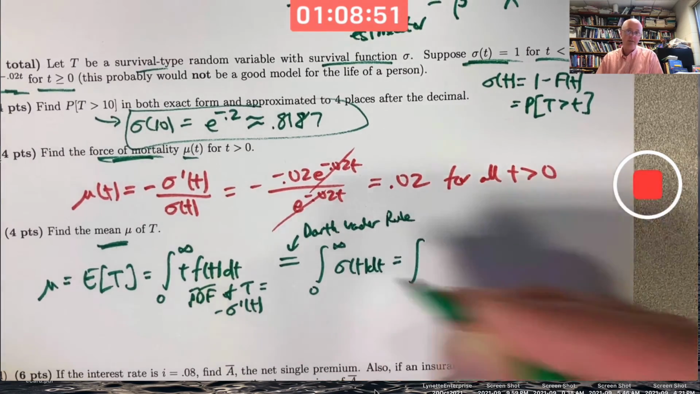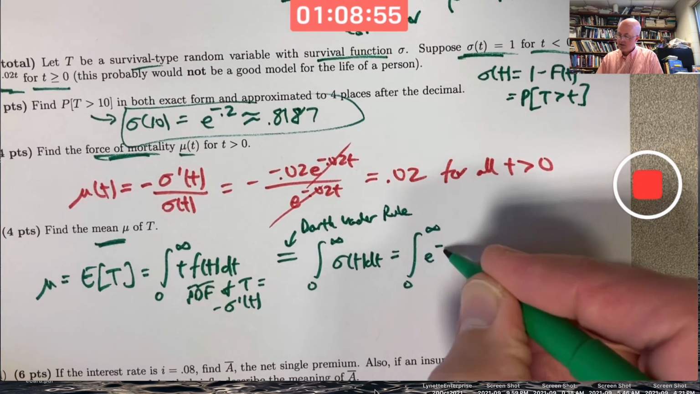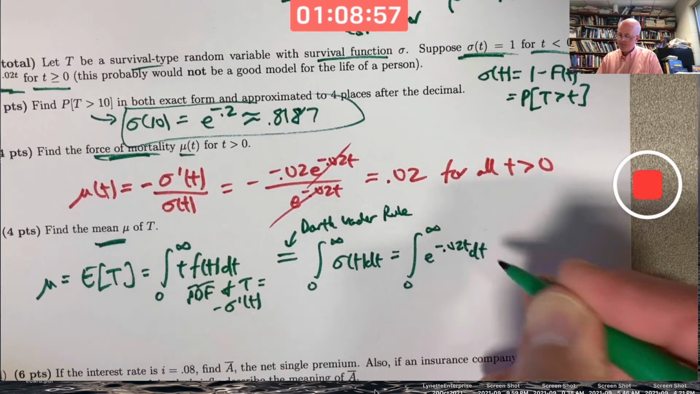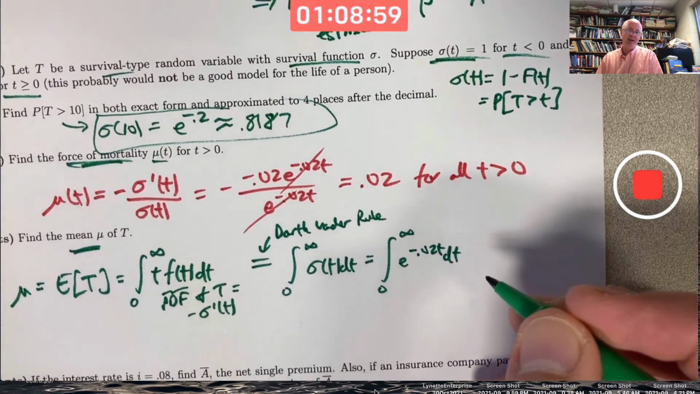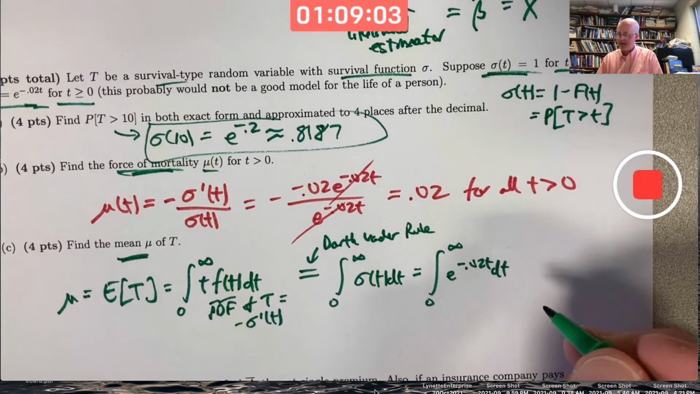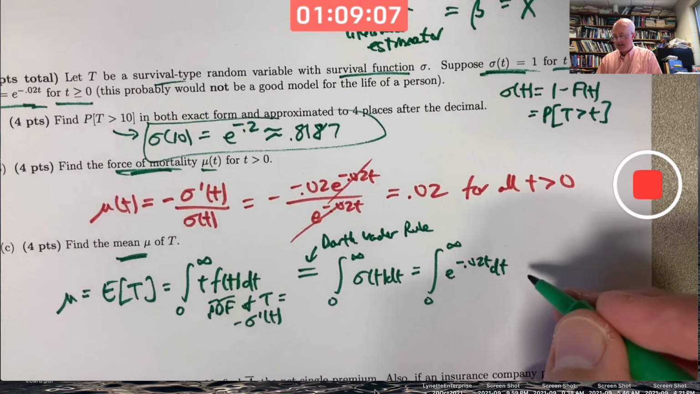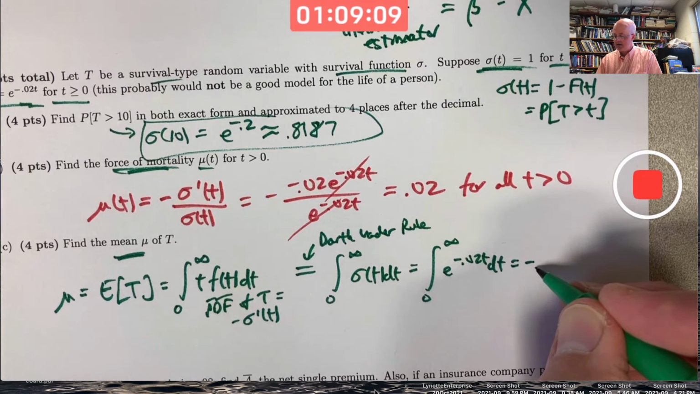And you don't have to have a t in front of that, so you don't have to use integration by parts. We're just going to do this integral right here. And this is an exponential distribution, so the mean is actually beta, and the beta is going to be 50 in this case. This is going to give us 50 in the end here.